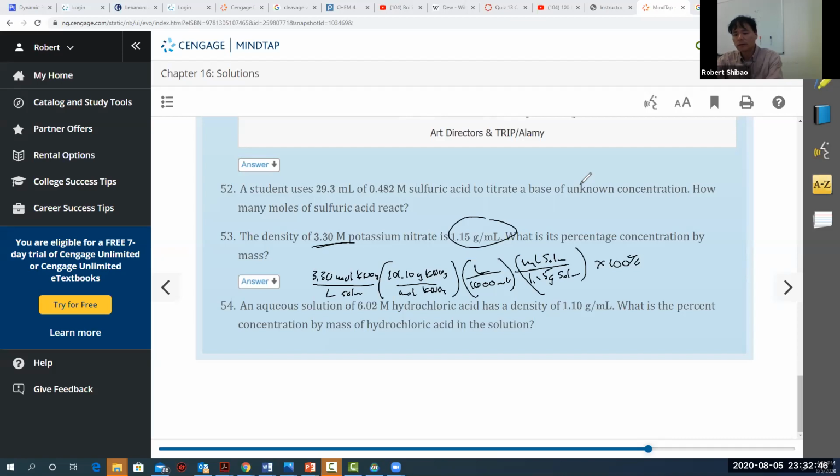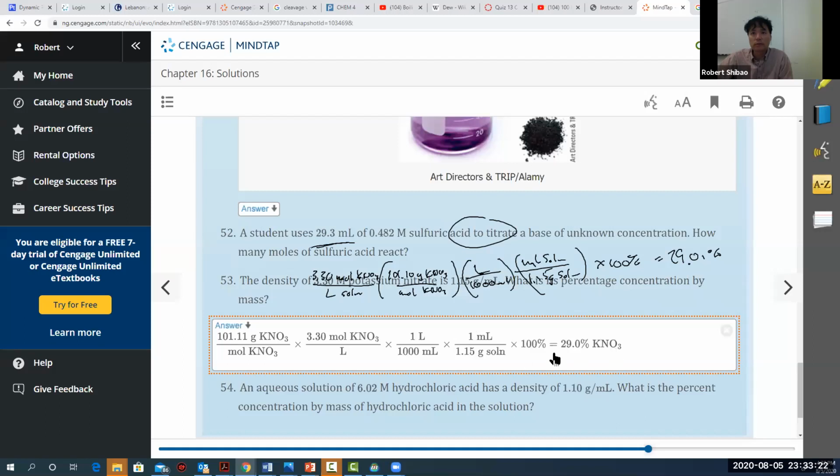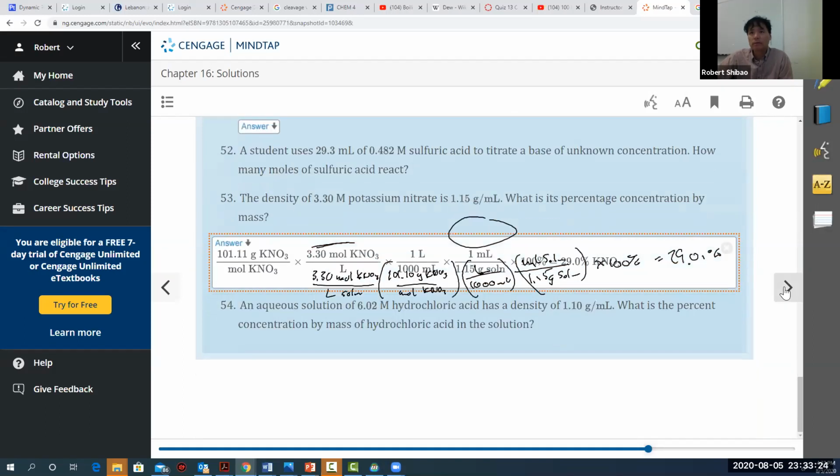And that should give us the answer here. So that's going to be 3.3 times 101.1 divided by 1,000, divided by 1.15, times 100, 29.01%. We're allowed 3 sig figs, so 29.0%. See what they got. Yeah, 29.0% KNO3. Okay, let's move on.